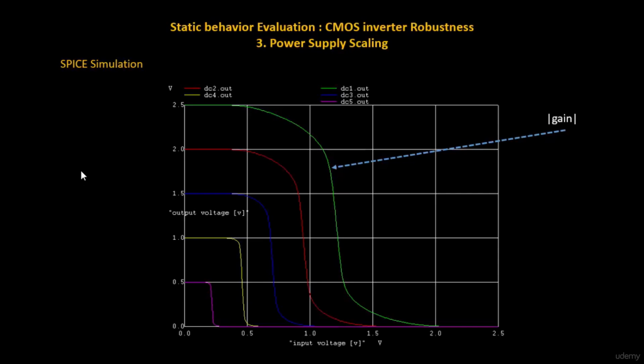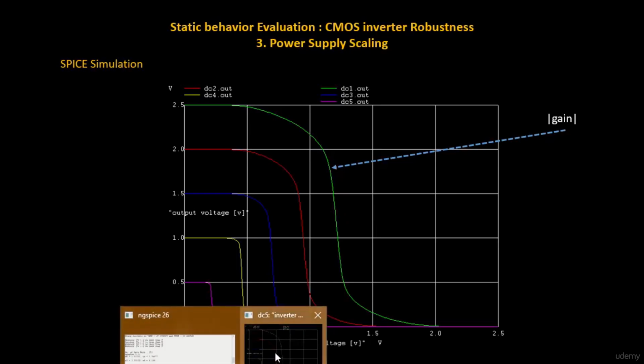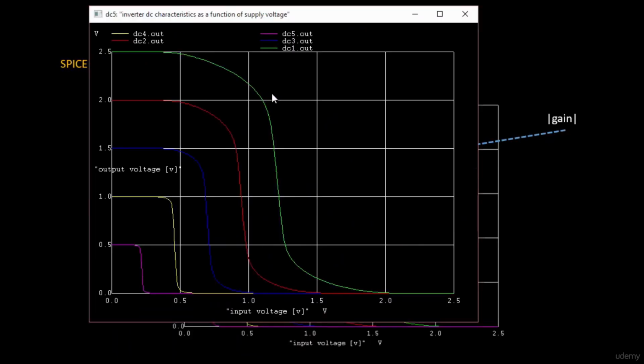So let us try to identify how much gain we get by operating your CMOS inverter at a supply of 2.5 volts, versus the same CMOS inverter being operated at a voltage of 0.5 volts. If you want to calculate the gain, you just need to go back to your curves. The gain is basically a ratio of change in output voltage by change in input voltage.